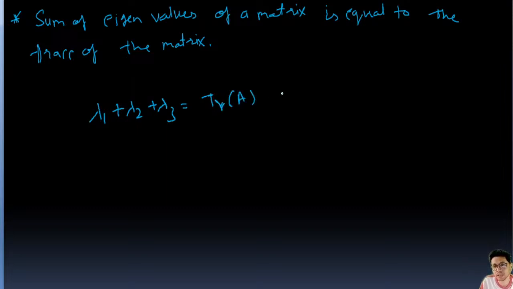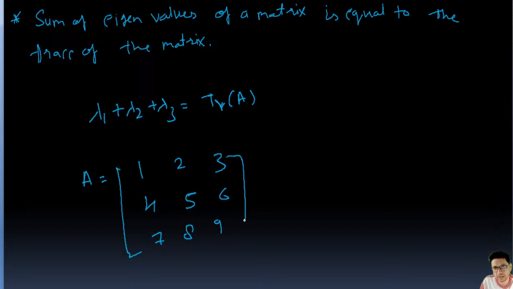Trace of a matrix means the sum of the diagonal elements. For example, this is a matrix: 1, 2, 3, 4, 5, 6, 7, 8, 9. Okay, guys, and suppose the eigenvalues are lambda 1, lambda 2, and lambda 3.